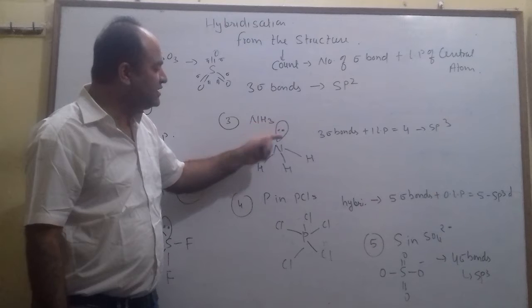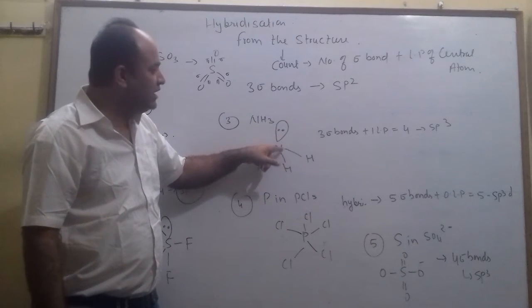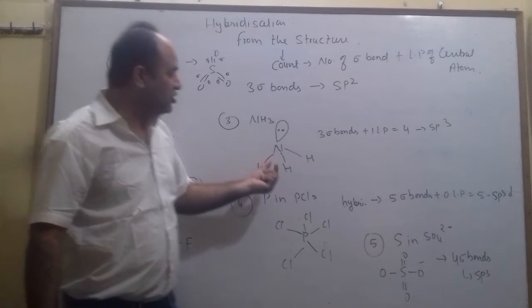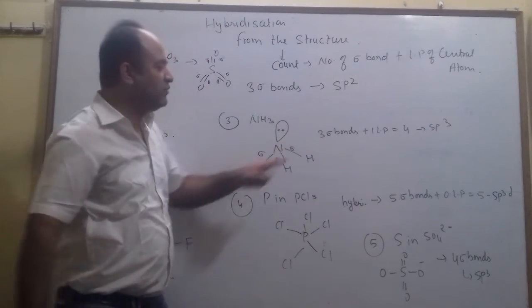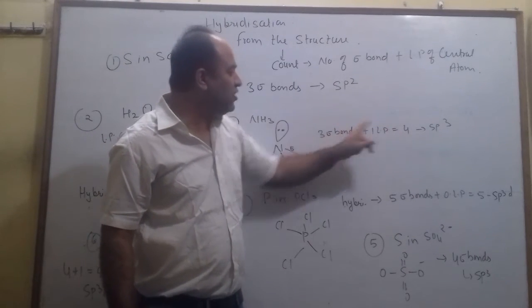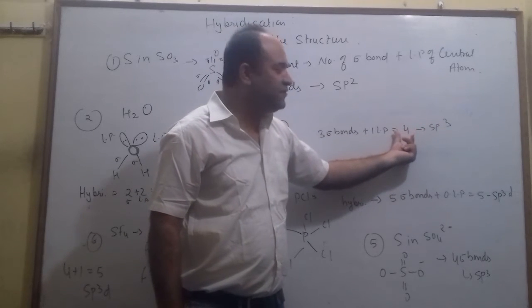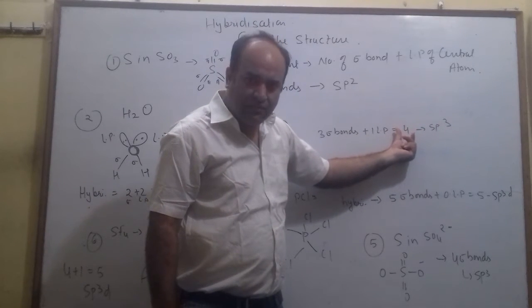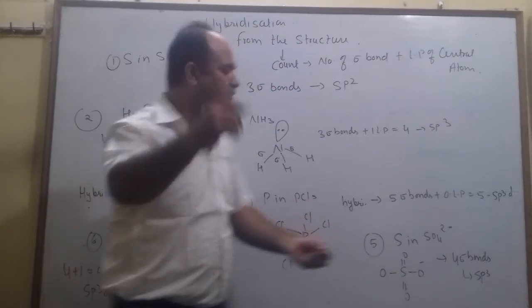NH3, the structure of NH3 is N with three hydrogens, and on N there is one lone pair. So how many sigma bonds? This is sigma bond, this is sigma bond, this is sigma bond. Three sigma bonds and one lone pair gives 4, 3 plus 1 is 4, and the hybridization is sp3. If the number is 4, then hybridization is sp3: one from s, three from p.